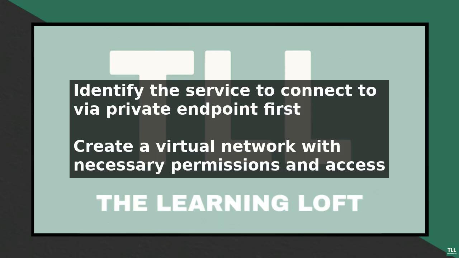Once the private endpoint is created, you need to approve the connection. This involves verifying the identity of the private endpoint and ensuring it has the necessary permissions to access the service. After approval, the private endpoint will be connected to the service, and you can access the service as if it were part of your own network.